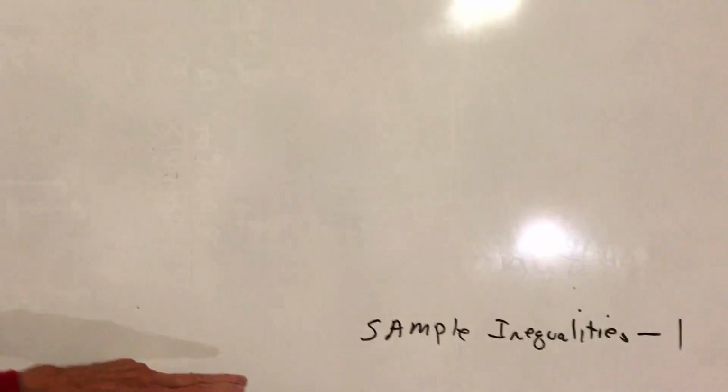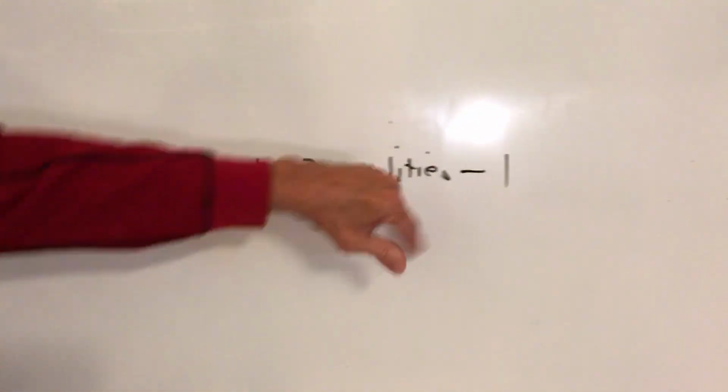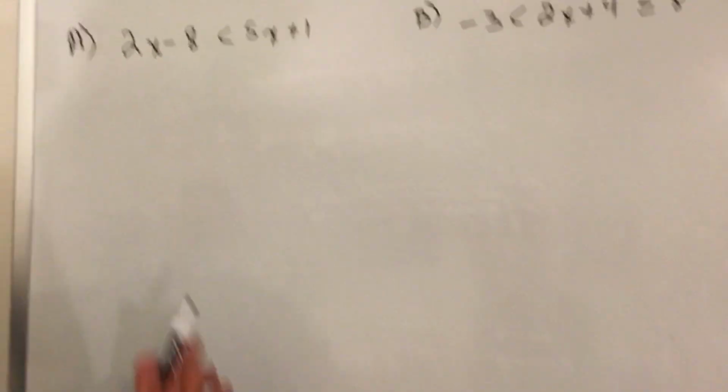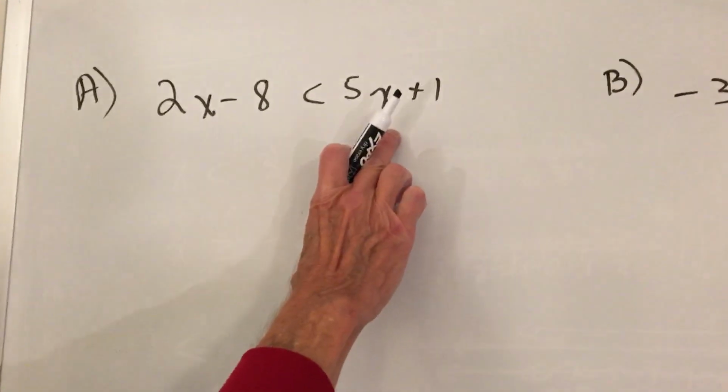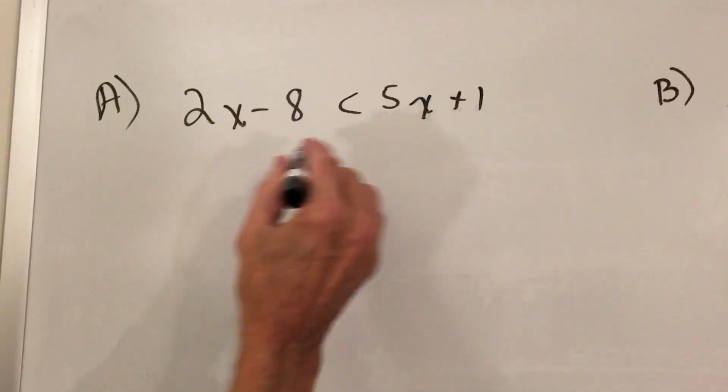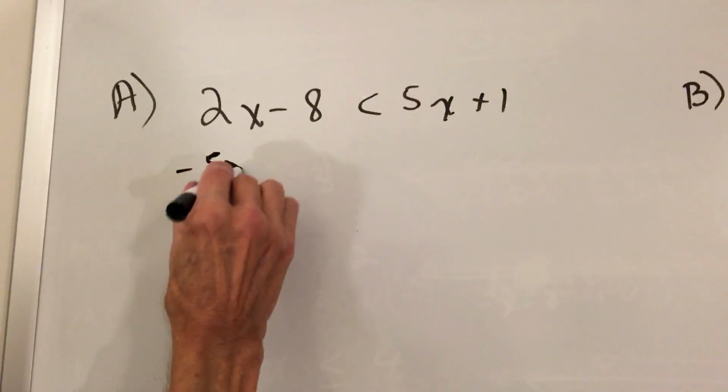Alright, these are some sample inequality problems. Part 1. Here you have a problem. You solve it like an equation. Subtract 5x from both sides.